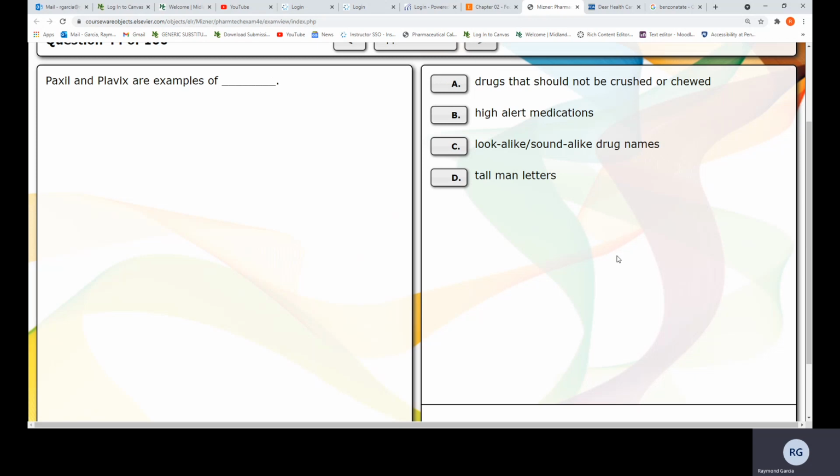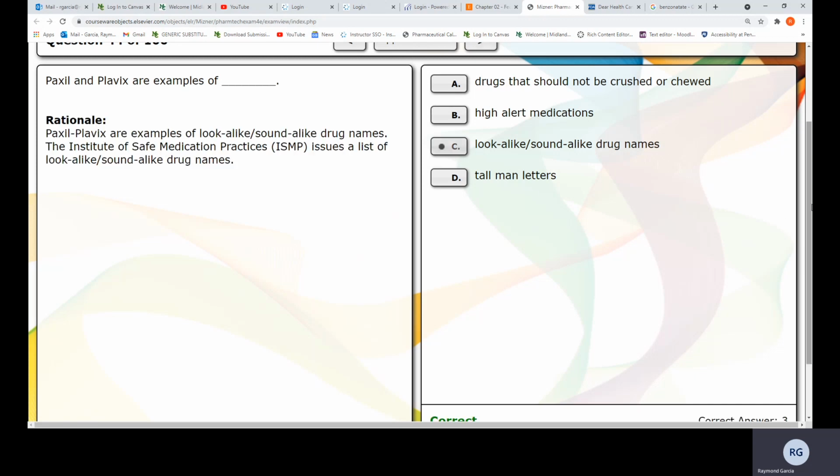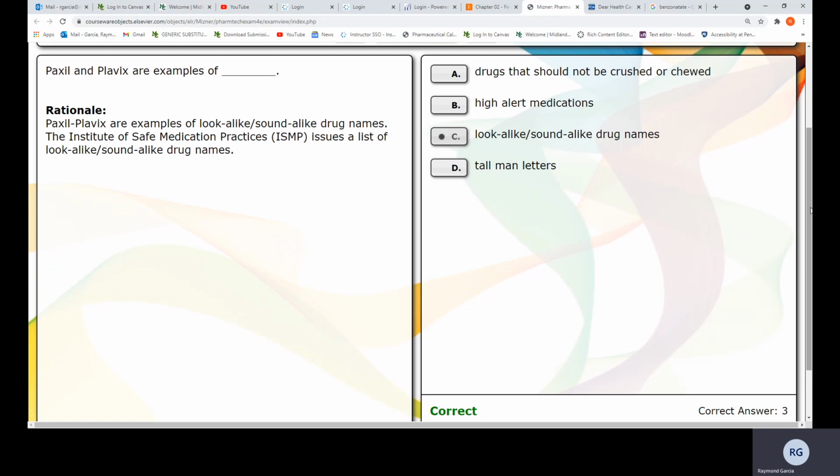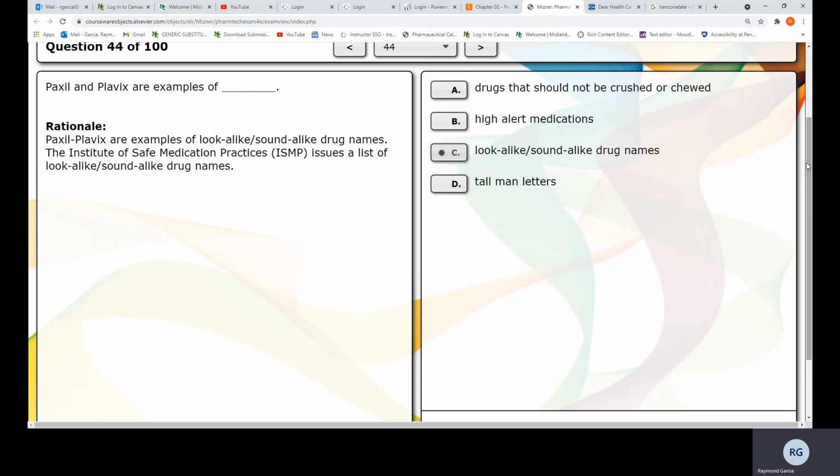Paxil and Plavix are examples of drugs that should not be crushed or chewed. High alert medications. Looking like, sounding like drug names. Tall man. C. It is C. Paxil and Plavix are examples of looking like, sounding like drug names. ISMP issues a list of looking like, sounding like drug names. Did y'all get a list of that? It might be in y'all's index in the book section. Might want to look at this.